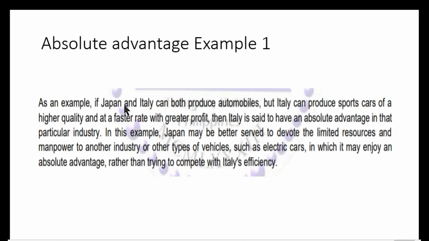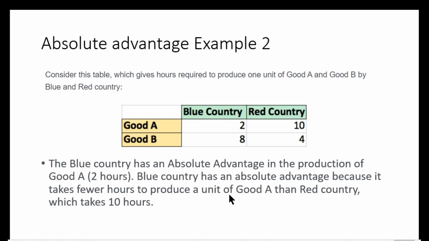So for example, if Japan and Italy can both produce automobiles, but Italy can produce sports cars of a higher quality and a faster rate with greater profit, then Italy has an absolute advantage compared to Japan. So therefore, Japan should devote its limited resources to another industry, for example, electric cars, so it can enjoy an absolute advantage.